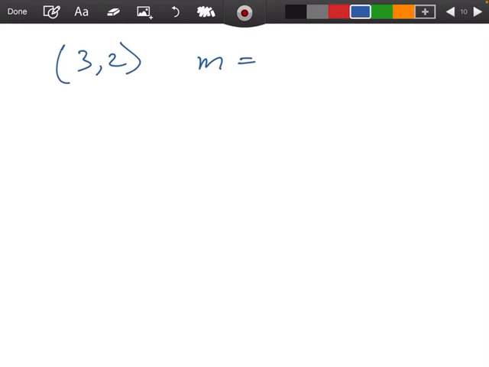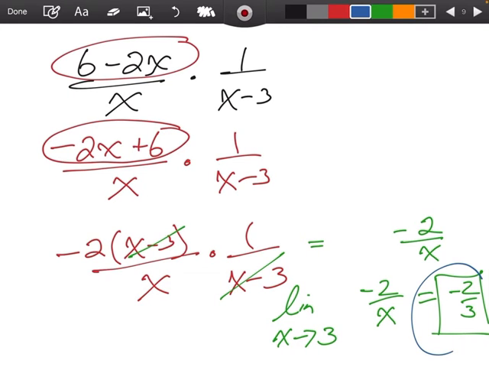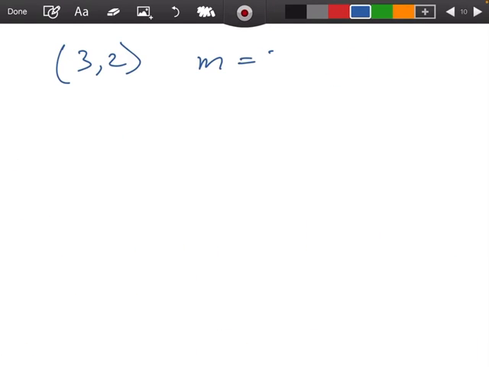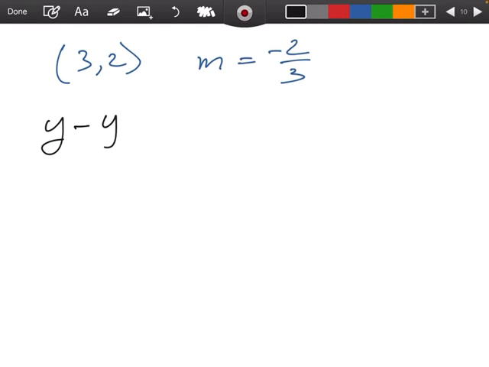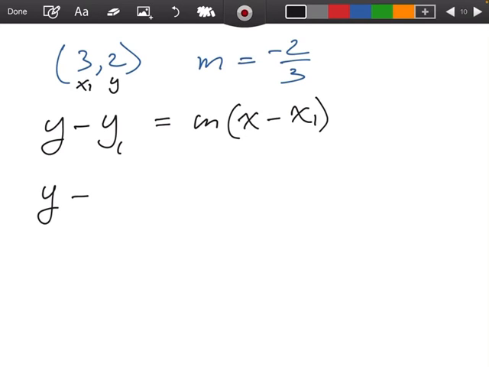Our m, which was our limit that we just found, was negative 2/3. And so now all I'm going to do is just plug my numbers in and find the equation of my tangent line. So y minus, remember that's my x1 and that's my y1. So y minus 2 equals m, which was negative 2/3, times x minus 3.